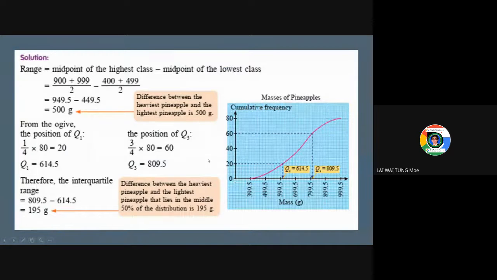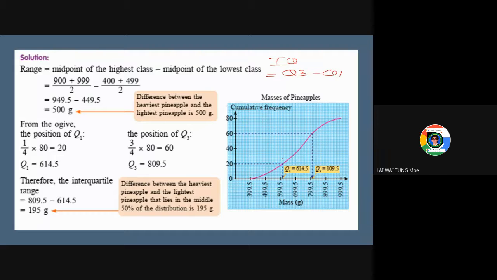Okay, so how to find the interquartile range? For your information, interquartile range is equal to the answer for quartile 3 minus the answer for quartile 1, the third quartile minus the first quartile. Okay, that is the formula for interquartile range. So from your ogive, you have to find out what is your first quartile and your third quartile.